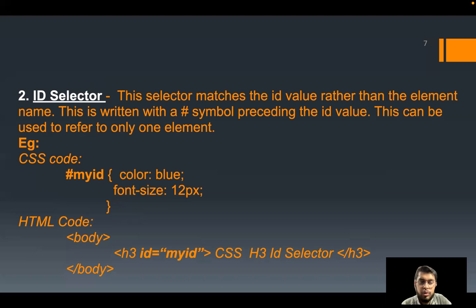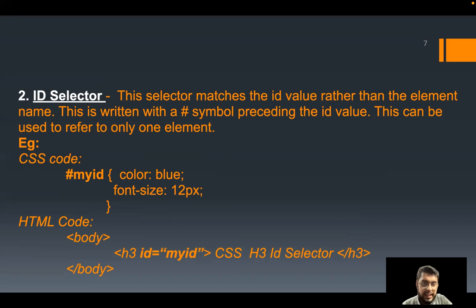This can be used to refer to only one element. We use ID because it's unique. Element names can be the same for all, like p tag, p tag, p tag. We can have three different p tags, but if we give a particular ID to one, it's unique. If you want three paragraphs with different colors, you have to make three different IDs and then go with their styling part.